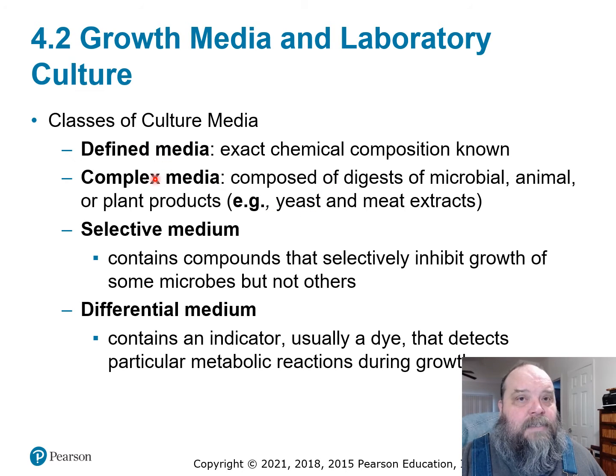We take this a step further, and we can go back with, say, the defined media, or some of these complex media, and we can add certain things to them, tweak them just a bit. We tweak them so that only certain things, certain bacterial species, certain bacterial groups can grow, and all others will be inhibited. Not that they can't grow, but it'll be really hard for them to. We call this selective. It selects for one type, inhibits all else.